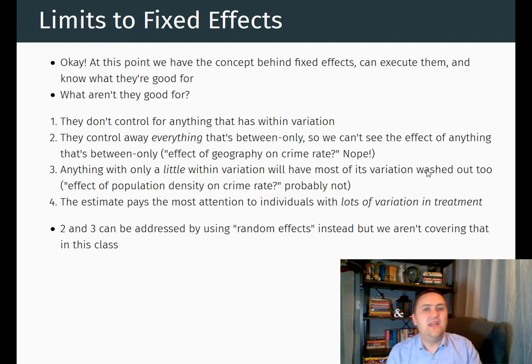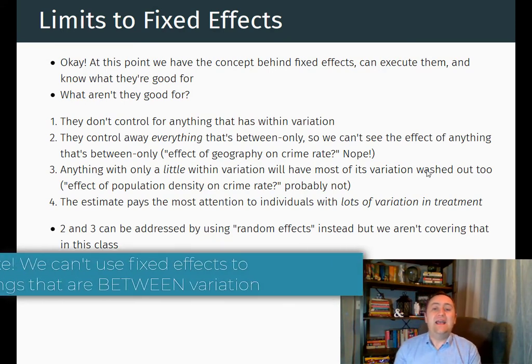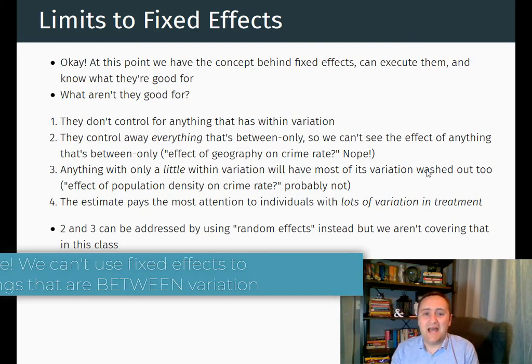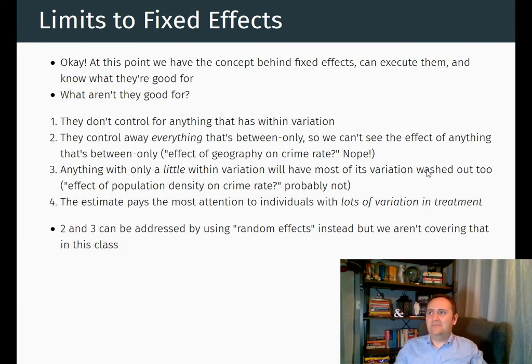So for one thing, you can't use it to study anything where the treatment itself is between variation. I can't use it to study what's the effect of having this kind of personality, if that's constant over time, because if I use fixed effects, it will control for the treatment. And you can't do that. So it can really only be used to study things that change over time for individuals. Also, it feels like you're controlling for everything you need to control for, but you're only controlling for the between variation. If there's something in the within variation that's giving you an endogeneity problem, fixed effects has nothing to do with it. It won't help.